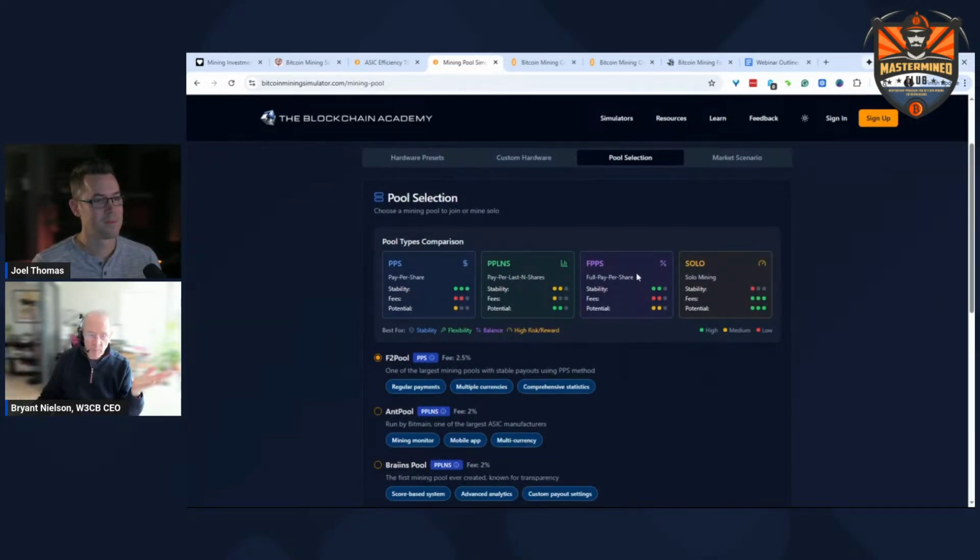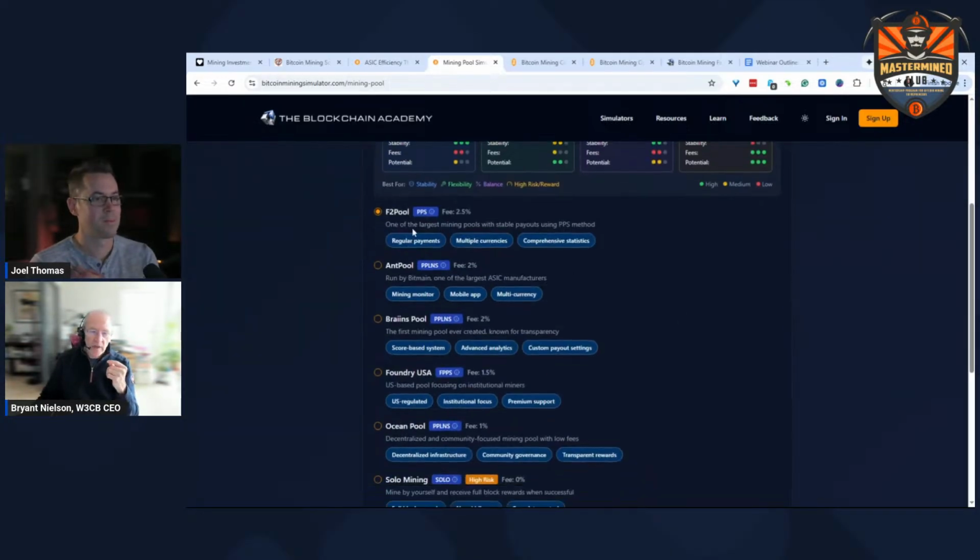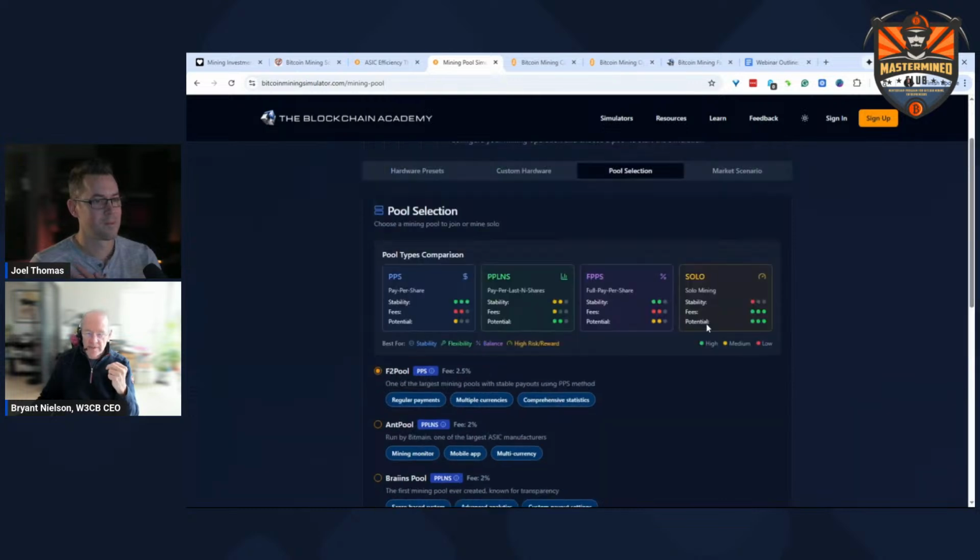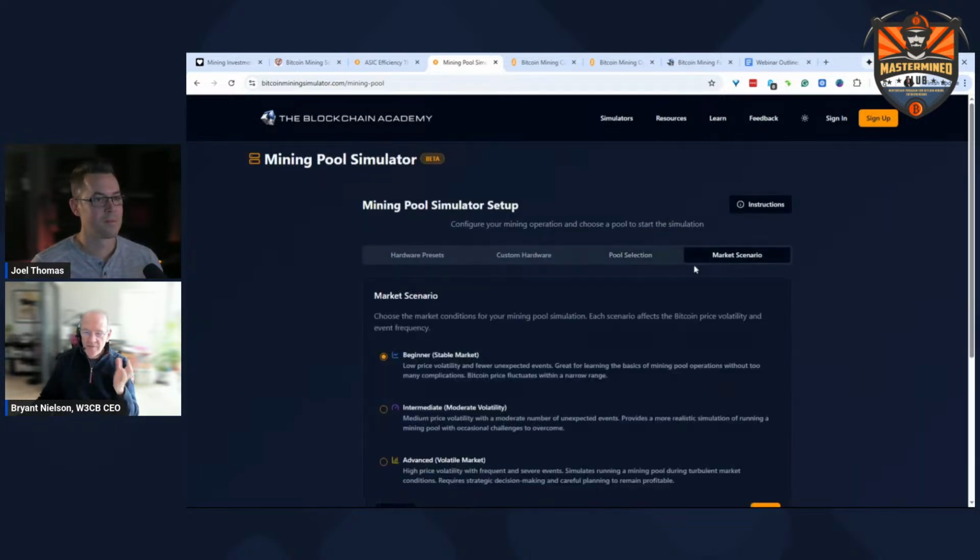The payout periods, payout options that you have, including even solo mining, and what is the impact of the various pools that are out there. You have then the ability to use that from a market simulator standpoint.